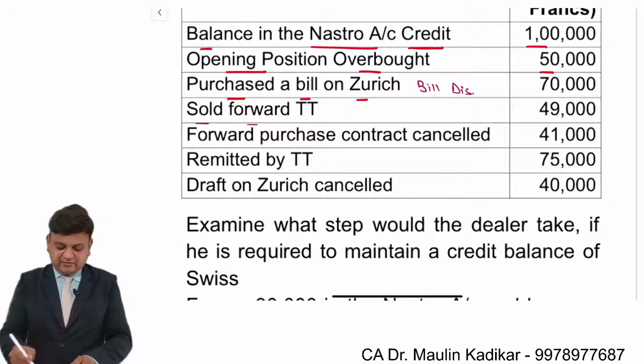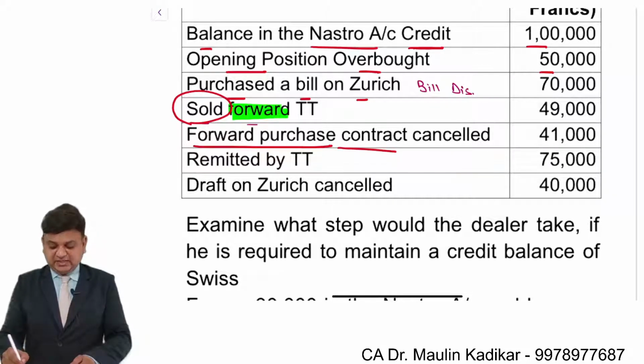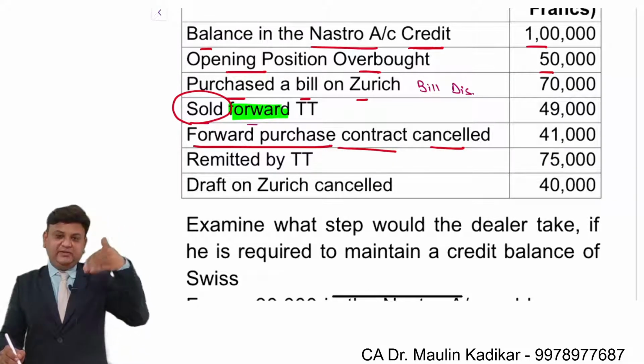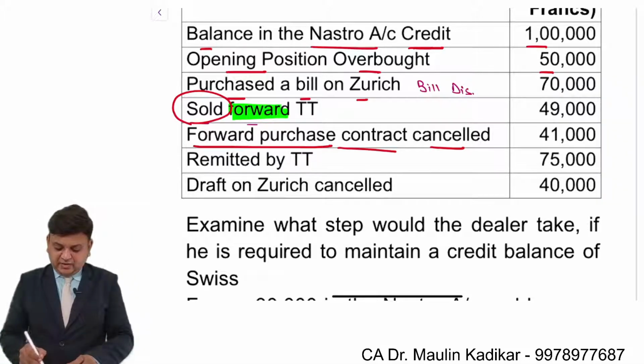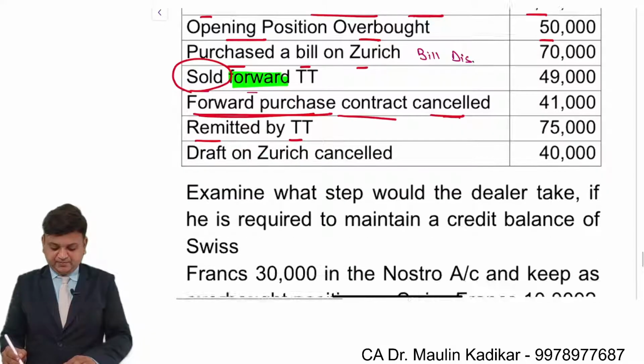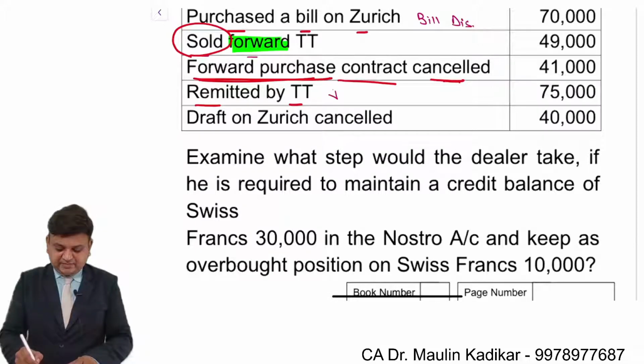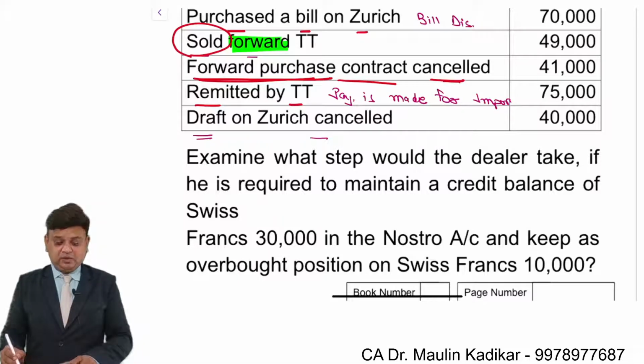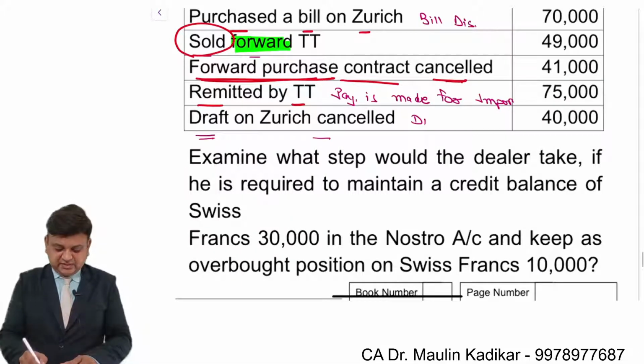Sell forward telegraphic transfer. So there is a forward transaction in which the transaction is entered upon for sale. Forward purchase contract cancelled means earlier we might have entered into the transaction for the forward purchase, now it is cancelled. Remitted by telegraphic transfer means that the payment is made for import. Draft on Zurich cancelled, so the draft is cancelled.